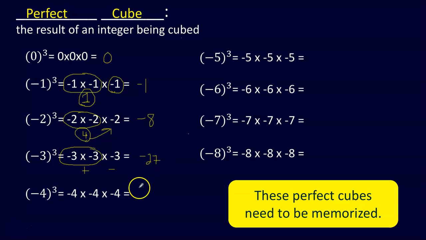All right, I hope you did pause the video. Now check your work. Did you get negative 64? Did you get negative 5 cubed to be negative 125? Did you get negative 6 cubed to be negative 216? Did you get negative 7 cubed to be negative 343? And finally, negative 8 cubed is equal to negative 512.